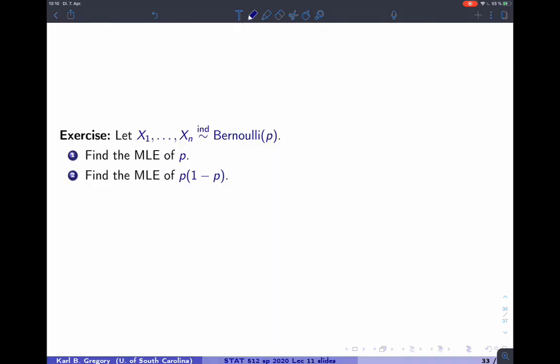One final example of a really simple situation. x1 through xn are independent Bernoulli random variables. We want to find the MLE of p and the MLE of p times 1 minus p. So if I find p hat MLE, if this is the MLE of p, then I'm going to estimate p times 1 minus p by just taking that same function of the maximum likelihood estimator. So we really just have to do number 1.